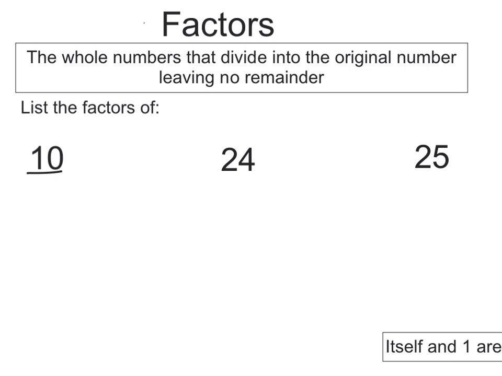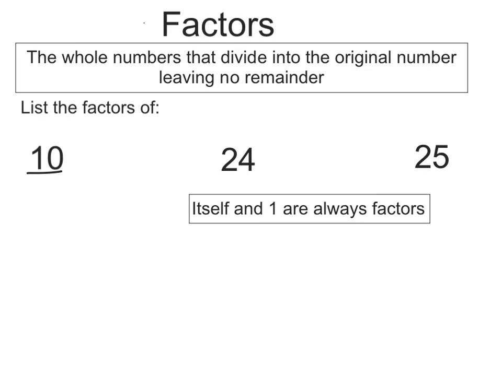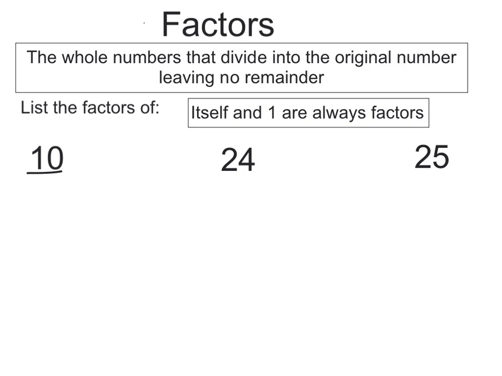Now, the first thing to remember is that for any number, itself and 1 are always factors. So for 10, 1 and 10 are always factors. Now I'm going to start finding pairs of numbers that times together give 10. And I'm going to start to see if 2 is in a pair of numbers that times to get 10. Well, it is, because 2 times 5 equals 10. So both of those must be factors.